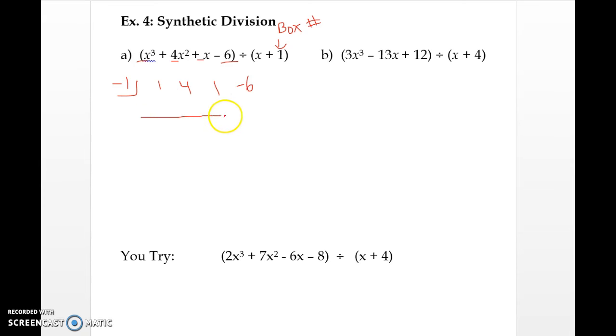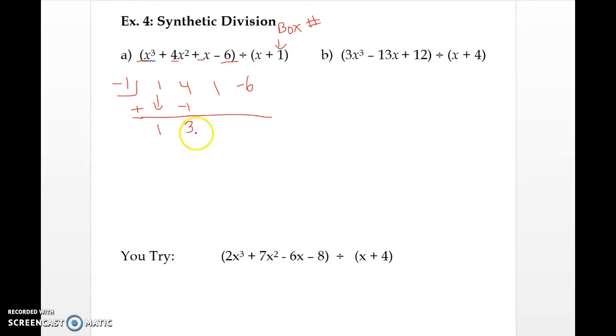And then we're going to put a line. So we always drop down our first number. Always, always, always. That's going to be 1. Then we're going to multiply this bottom number times our box number. So 1 times -1 is -1. With synthetic division, we always add. Long division, you subtract. Synthetic division, you add. So we add the columns. 4 plus -1 is 3.